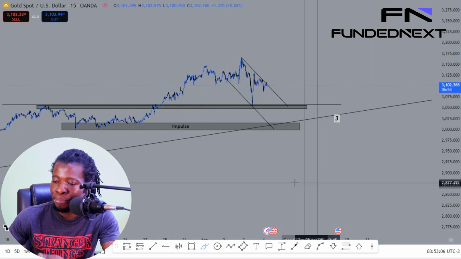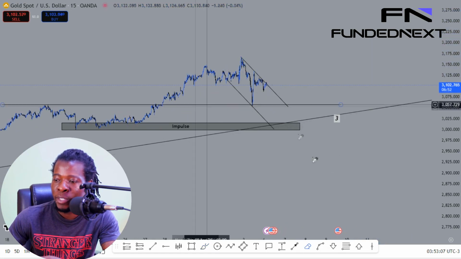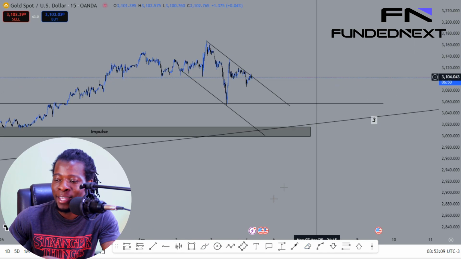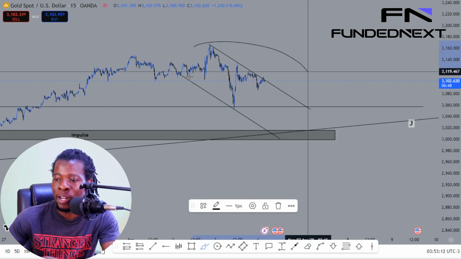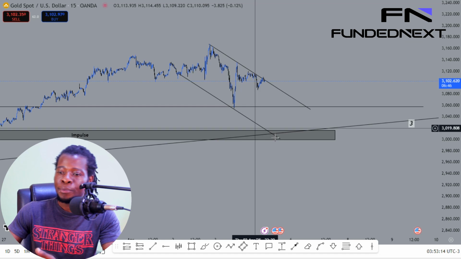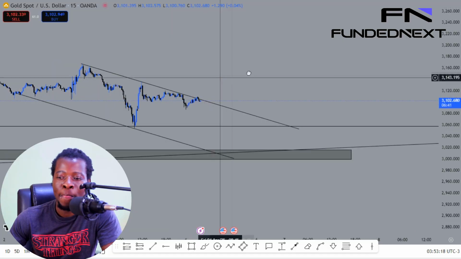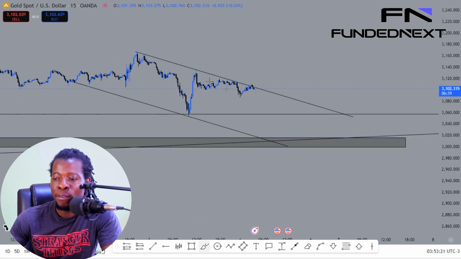So basically, let me just remove this. Basically, all we see right now is gold is cruising on this channel right here, right? So I won't do a thing, because right now this is just a pullback. I won't trade a pullback, right? So all I just need to do is wait for the market to do its thing.